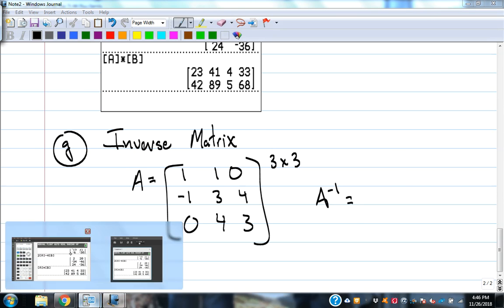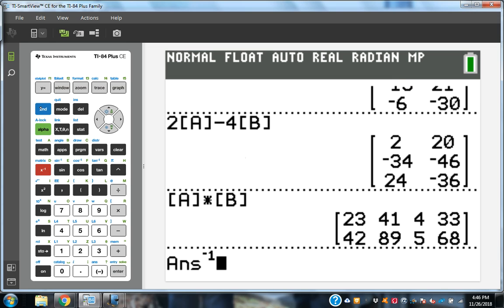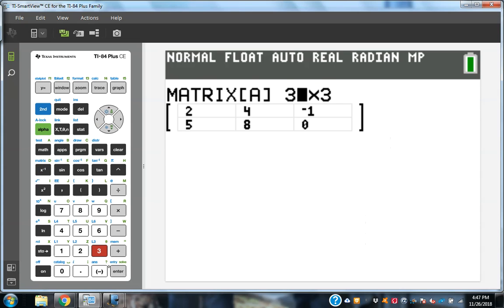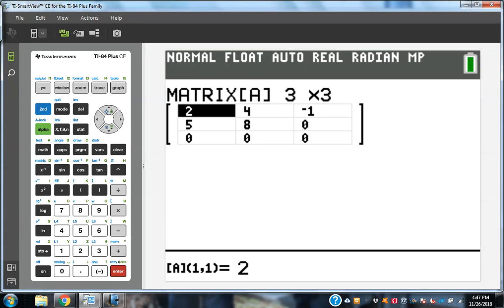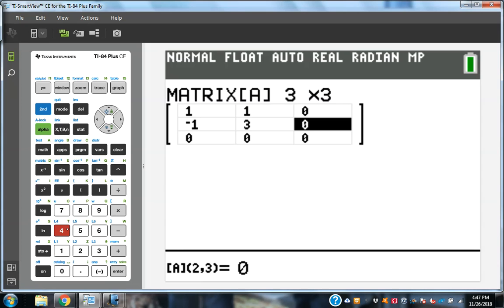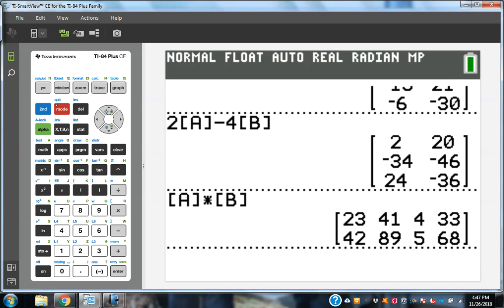You're just going to go to the matrix, second matrix, and you're going to go to edit, and I'm just going to put in matrix A, 3 by 3, and I'm going to enter that one that we just wrote down. 1, 1, 0, -1, 3, 4, 0, 4, 3, and get that in there.